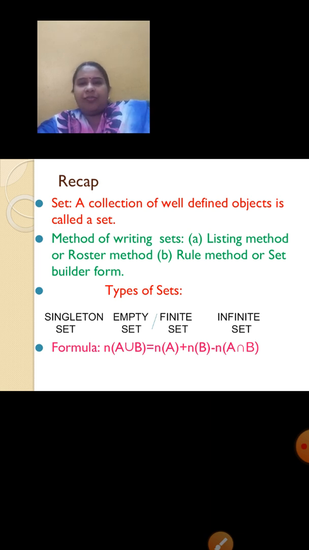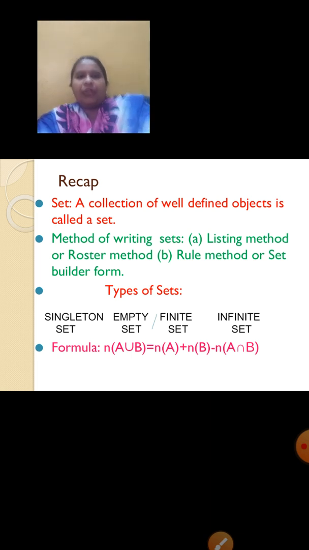Then the different types of sets, which included four types, that is singleton set, empty set, finite set and infinite set. Then finally you have learned a formula that is related to union and intersection of sets, that is n of A union B is equal to n of A plus n of B minus n of A intersection B. So till here you have learned in all the previous sessions.